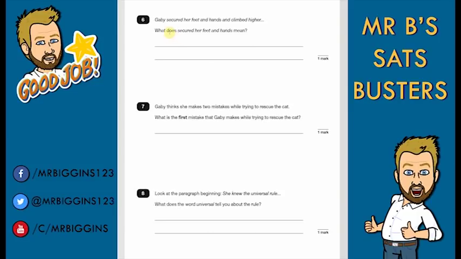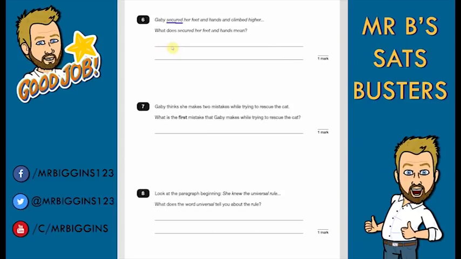Question 6 says that Gabby secured her feet and hands and climbed higher. What does secured her hands and feet mean? So, in order to understand what this means, this is the one word that we need to really think about. Okay, we've got the name of the character. We all know her feet and hands and climbed higher. It's really trying to find out if we know what this word secured means.